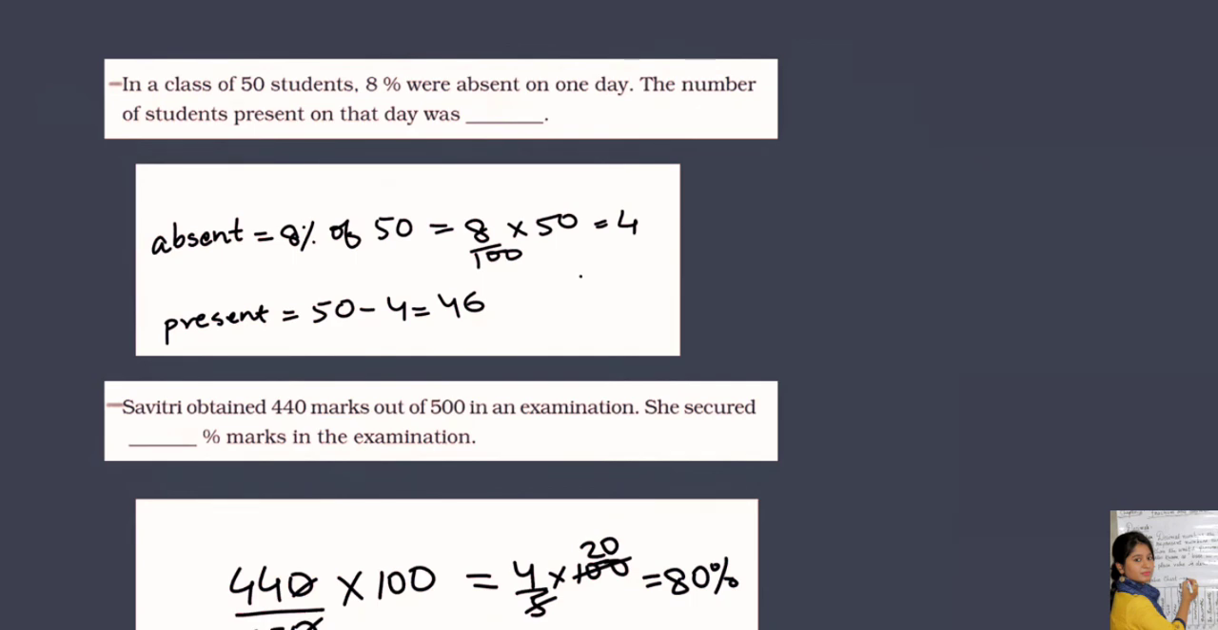Moving to the second part. In the second part, we have Savitri obtained 440 marks out of 500 in an examination. So here 500 is the total number and 440 is the obtained marks. And we have to find how much percent marks she got in the examination. Since we know that 440 is obtained, so 440 upon total, that is 500. Then 44 upon 50 will give you 4 upon 5, and in the last you will get 80%. So I hope you've understood.